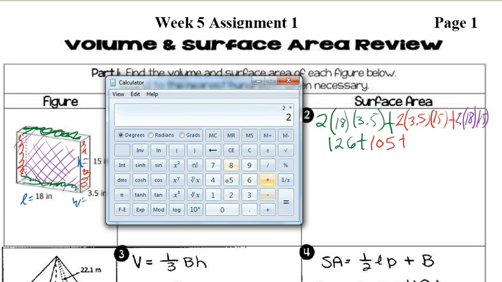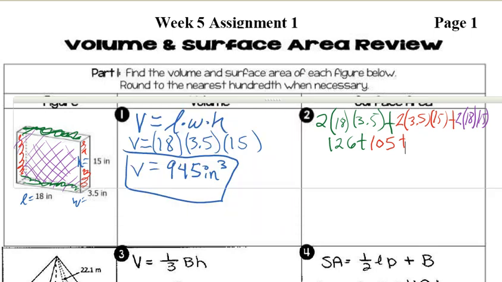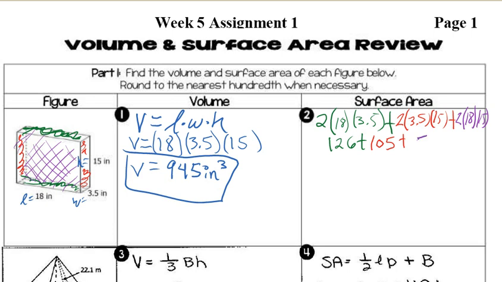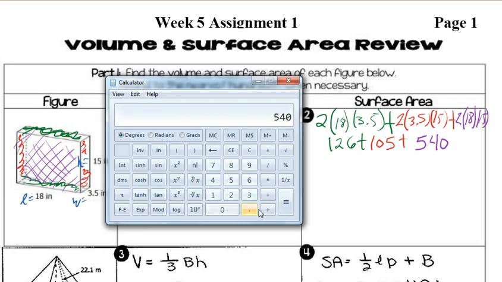2 times 18 times 15. It's 540. And then we're going to add all those three. So 540 plus 105. And I could have done it all at one fell swoop, but then I might make a mistake, and I don't want to re-record this again. Alright, 771 is your surface area.